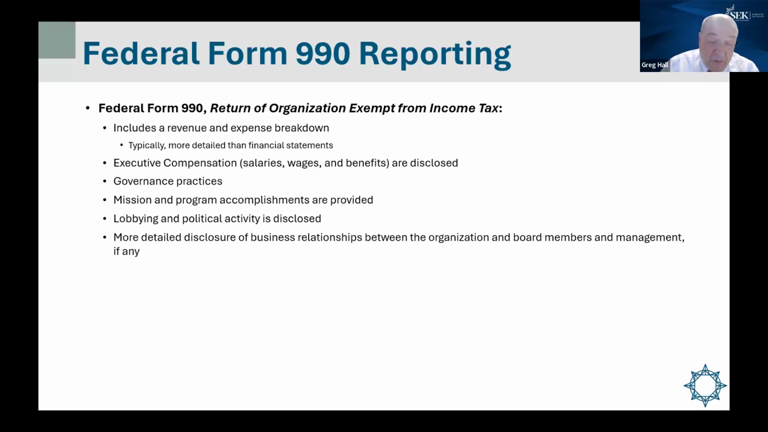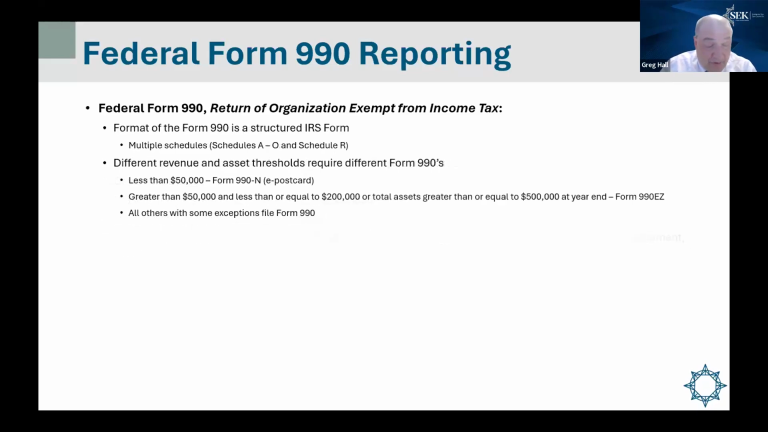In order to enhance that extra reporting, it's broken into several schedules. We have Schedules A through O, and then it skips P and Q and goes right to Schedule R. But each of those schedules has different things. Schedule A, if you're a C3, supports your tax exempt status. Schedule B lists the donors, and so forth. So there's a lot more information provided in the 990 than what you're going to find in the financial reporting.